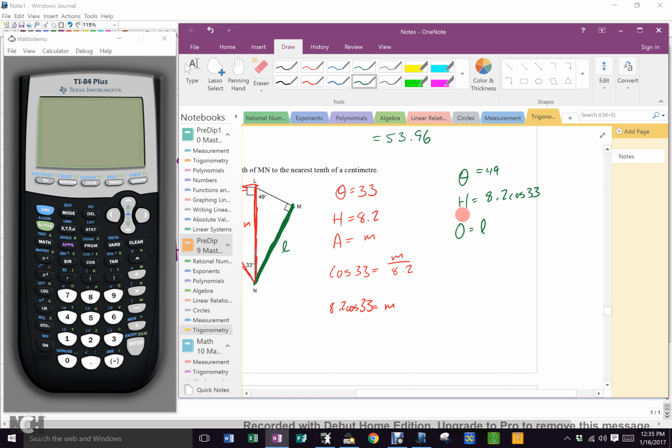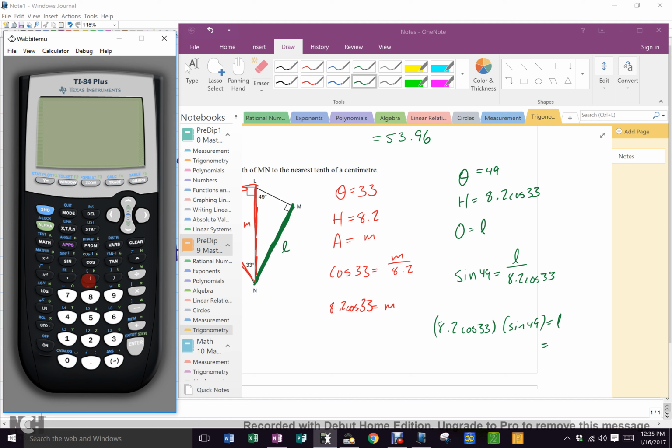Opposite equals L. What uses O and H? Sine. So sine 49 equals O, L, over 8.2 cos 33. That's on the bottom. So it's 8.2 cos 33 times sine 49 will get me L. And you do that all at once. Go to your calculator once, so there's only one chance that you push a button wrong. How would I punch that in?